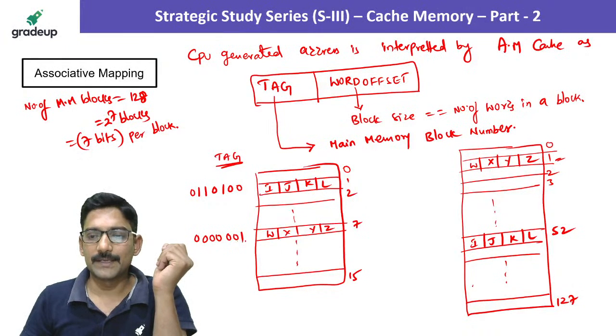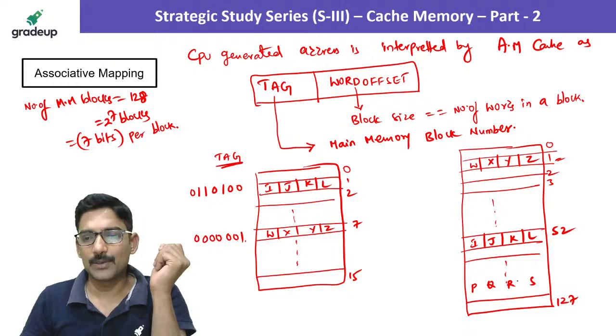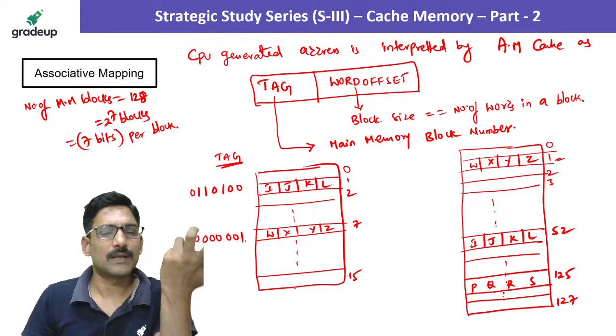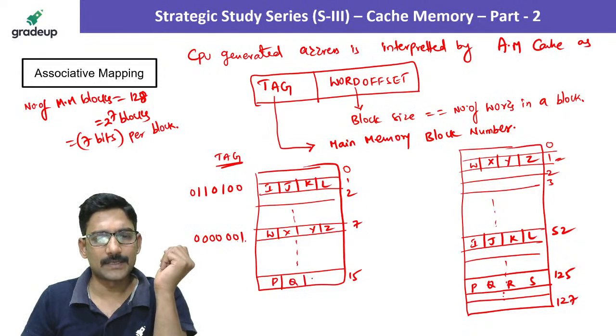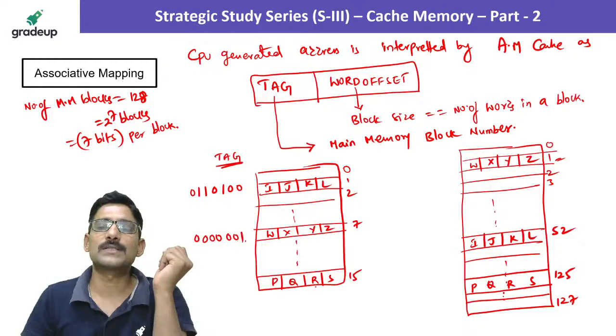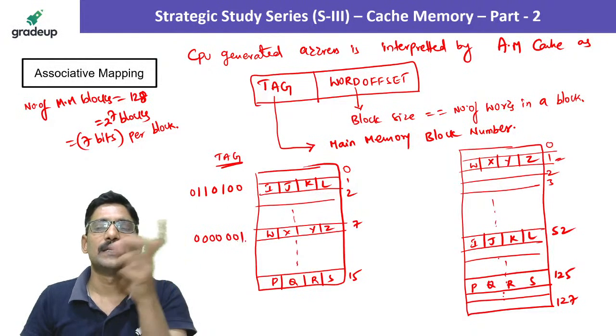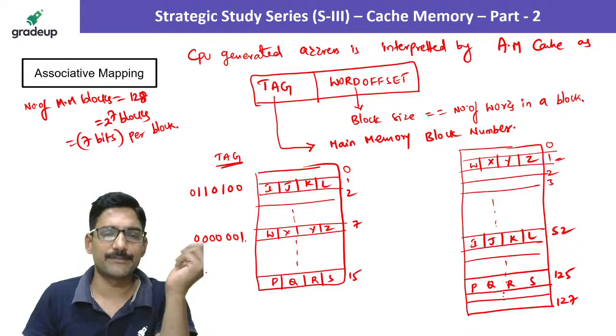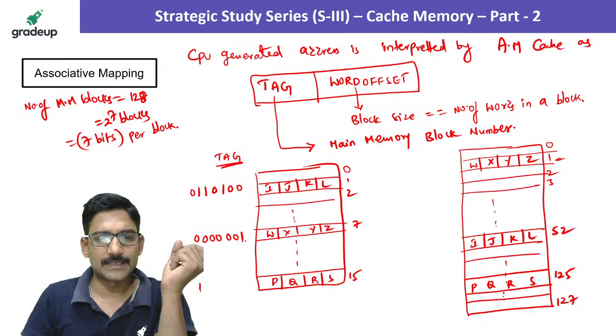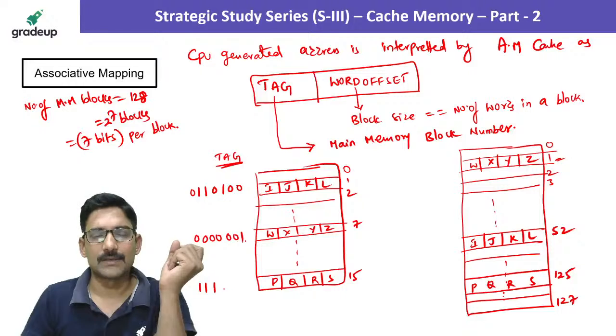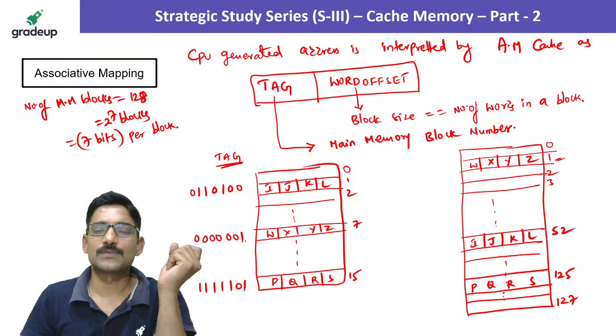Now finally, suppose I am copying PQRS from block 125, where I can copy anywhere. Let's say I am copying in 15th block. Once I copy, what is maintained as tag? Its main memory block number 125. So 125 I may write as 64, 32, 16, 8, 4, 1. So this is what 125 is.